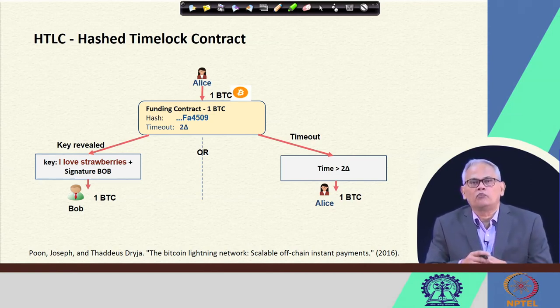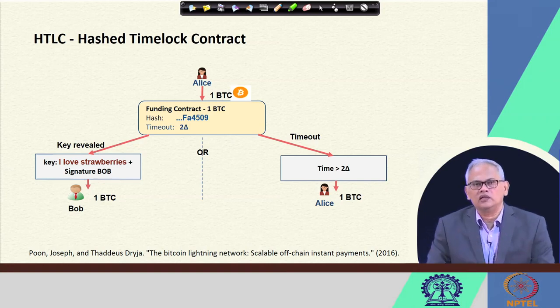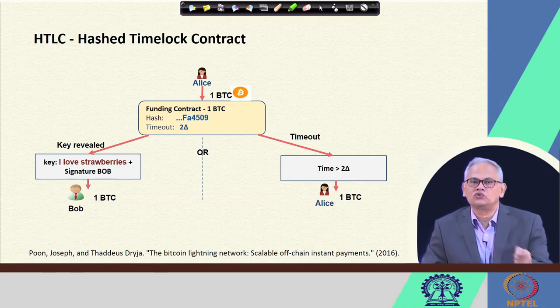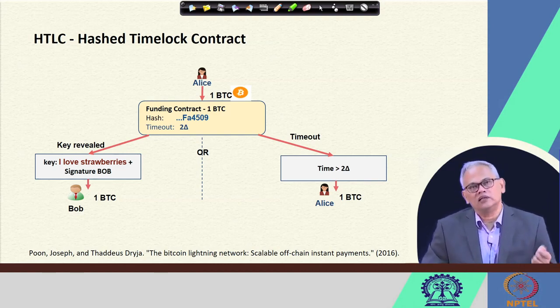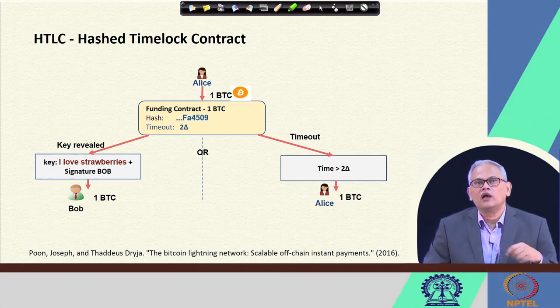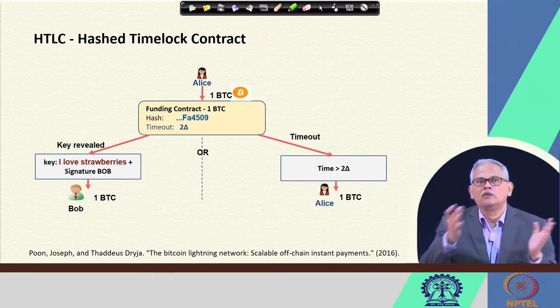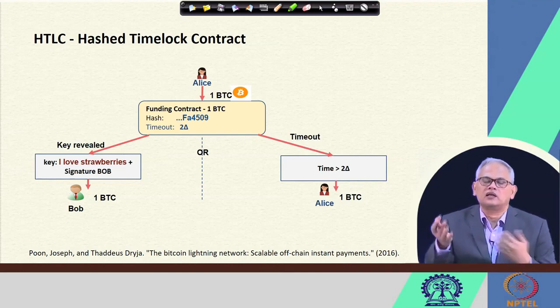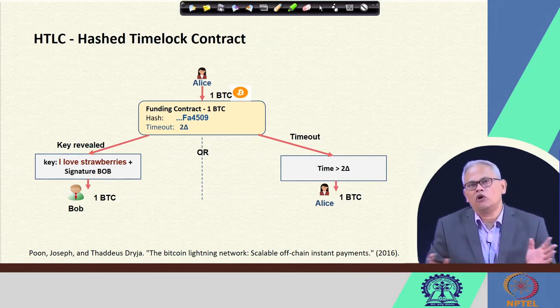It could be that Bob is selling something to Alice or providing some service to Alice, and once that service is given, Alice would reveal the key, and once Alice reveals the key, Bob would be able to claim that 1 Bitcoin. That is how the entire operation will take place. The transaction would take place in that Bob provides some service to Alice or sells something to Alice, and Alice makes the payment in Bitcoin to Bob.